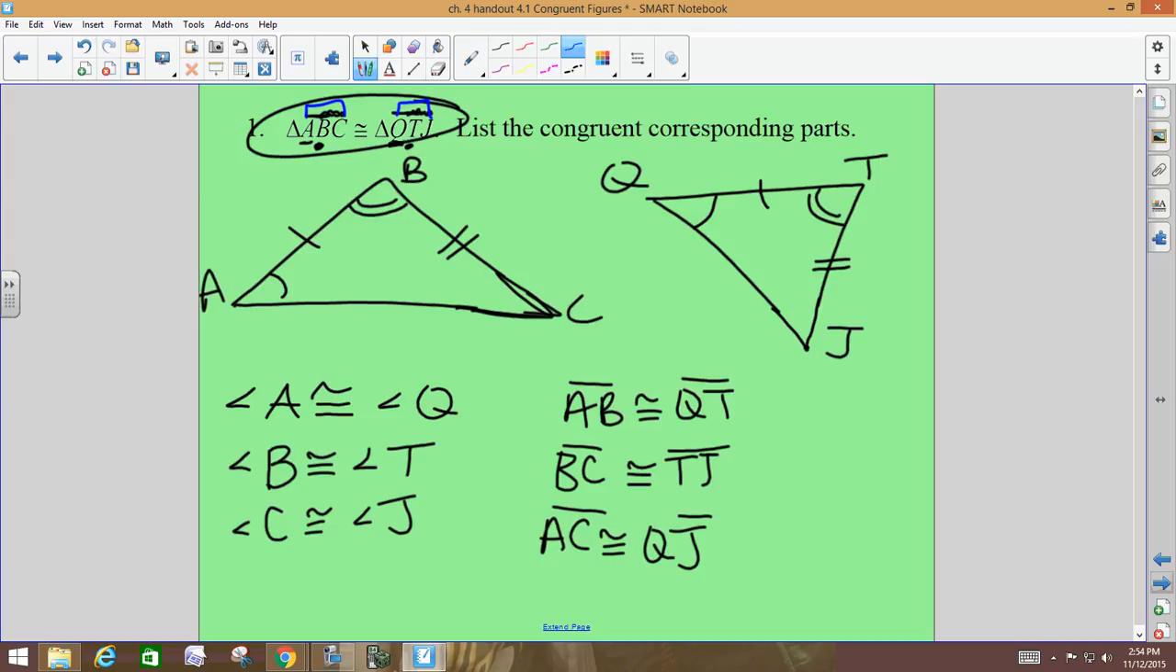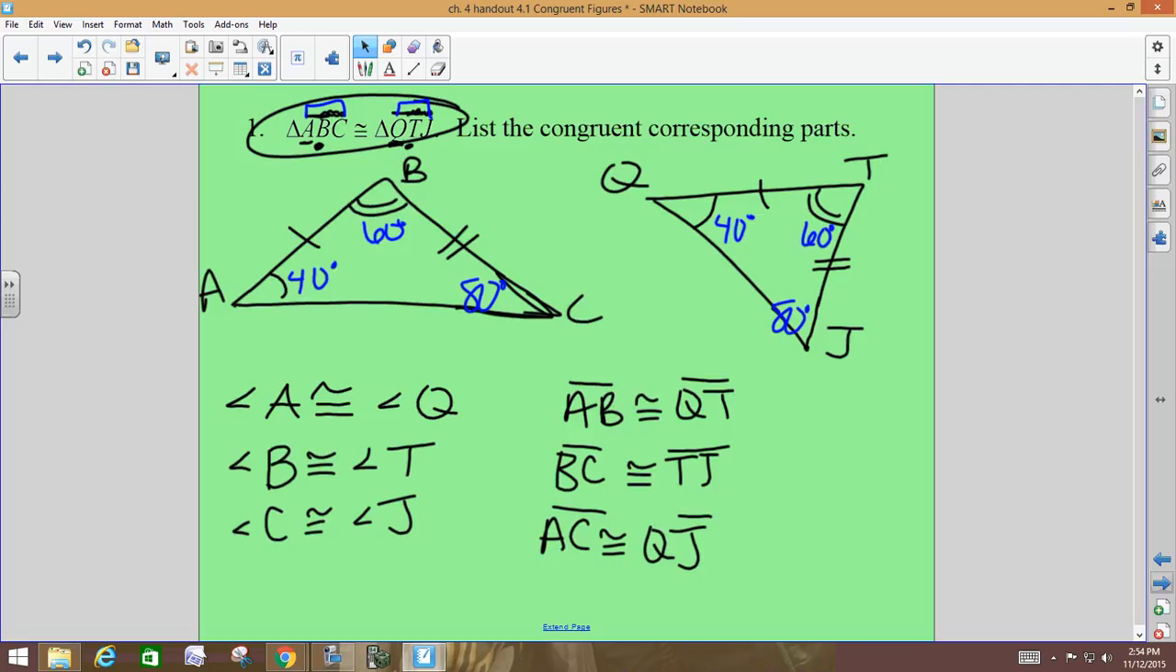And let's just pretend that angle A is 40 degrees. Therefore, angle Q would have to be 40, okay? And let's pretend that B is 60 degrees. Then angle T would have to be 60. How would I find angle C? Triangle sum theorem, which says all 3 angles have to add up to what? Good. What's 40 plus 60? What's 180 minus 100? 80. Using the triangle sum theorem on my second triangle, 40 plus 60, subtracted from 180, is 80.